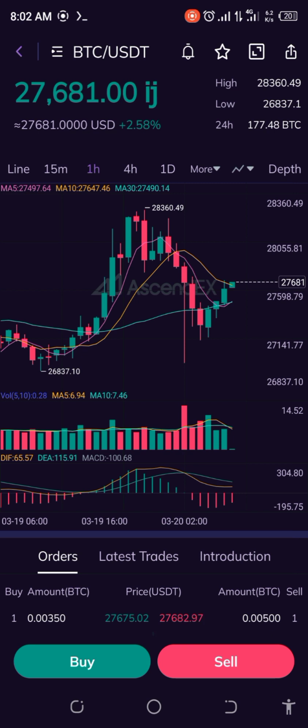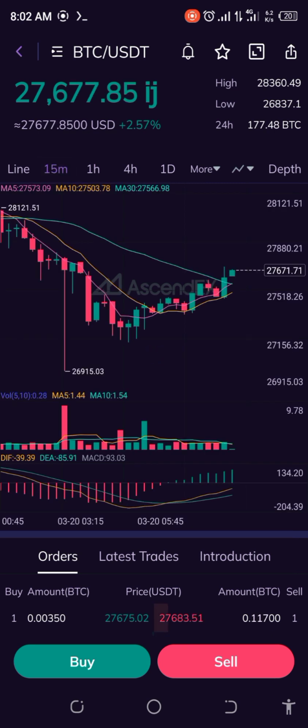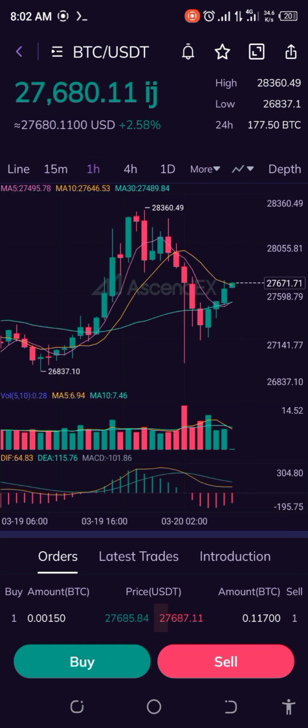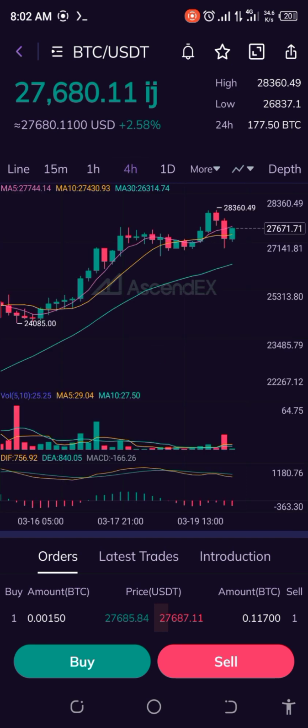It's rising. Let's check the 15 minutes chart. Let's check the 50. Oh, yeah. This is looking like it's going to have a bull run. It is. Let's check the 4 hours chart also. Okay, it's on the green. Let's check the 1 day chart.